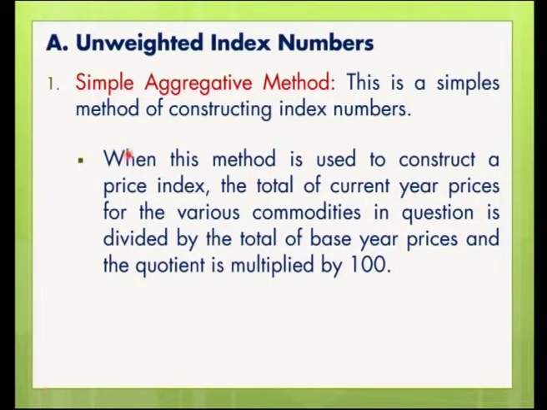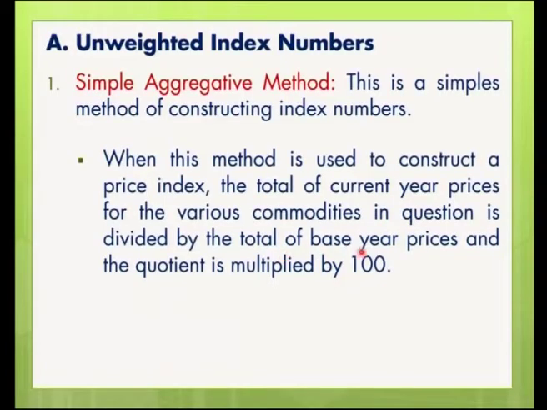Now, how is the method used? It is the simplest method. When this method is used to construct a price index, the total of current year prices for the various commodities in question is divided by the total of base year prices. Current year prices are denoted as P1 and the base year prices are denoted as P0. Similarly, quantity for the current year is written as Q1 and quantity for the base year is written as Q0.